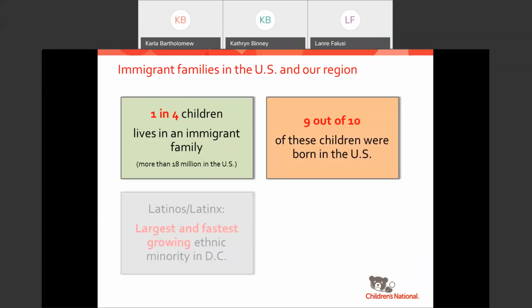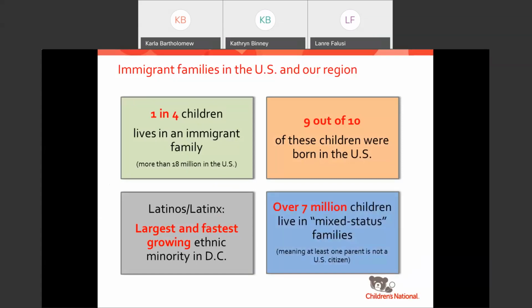Latinos, or the Latinx population, is the largest and fastest growing ethnic minority in DC and in the United States. And over 7 million children live in mixed status families, meaning that at least one parent is not a US citizen. These are the majority of families that I see, where the child may have been born in the United States, but their parents were not. And there are lots of implications here around what those parents are eligible for in terms of benefits. And then for the kids as well, what they are probably eligible for, but their parents may not be accessing just due to fear.